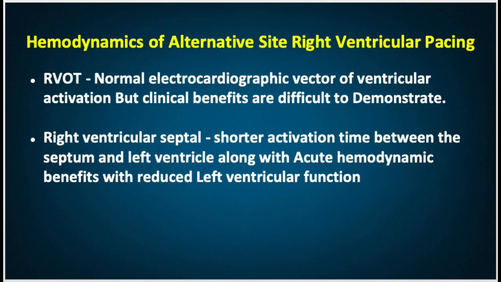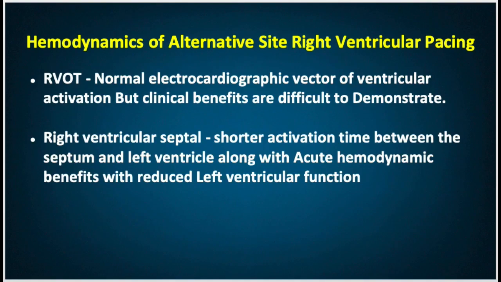Let's discuss hemodynamics of alternative site right ventricular pacing. Pacing from the right ventricular outflow tract offers the theoretical advantage of a more normal electrocardiographic vector of ventricular activation due to basal to apical conduction and earlier activation of the bundle of His. The clinical benefits of RVOT pacing have been difficult to demonstrate.